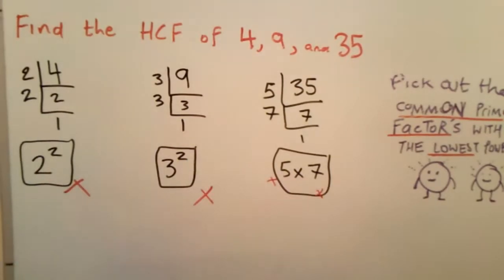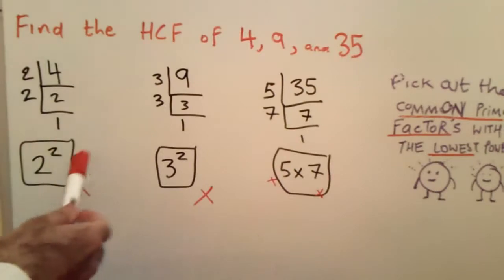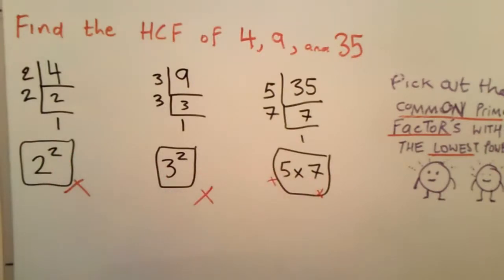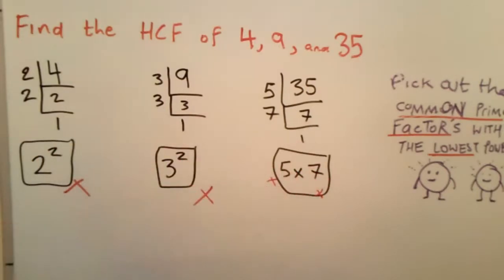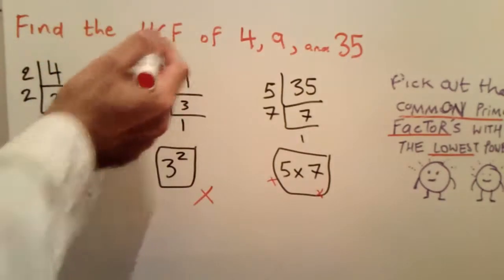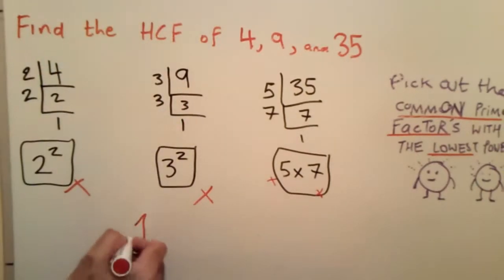So it seems we've got a problem now. There's no common prime factor. So what do we do now? So basically, what happens is when you find there's no common prime factor, all you do, you say that the highest common factor is 1.